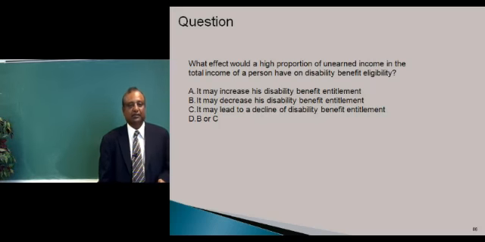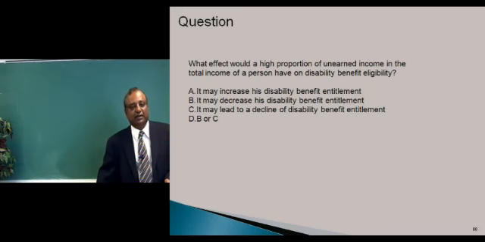We had discussed this. If there's a high proportion of unearned income in the total income of a person, then it may decrease the disability benefit or lead to a decline. So the answer is B and C. D. B or C.